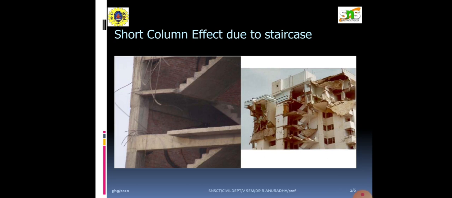What they did is they have given landing at the center of the column at all the floors. You can see clearly that the short column failed because the staircase landing slab had been merged with the column. So what happens? The column becomes two portions in a single floor. Instead of a long column, it becomes a short column. Hence, due to the earthquake or lateral force, it failed.